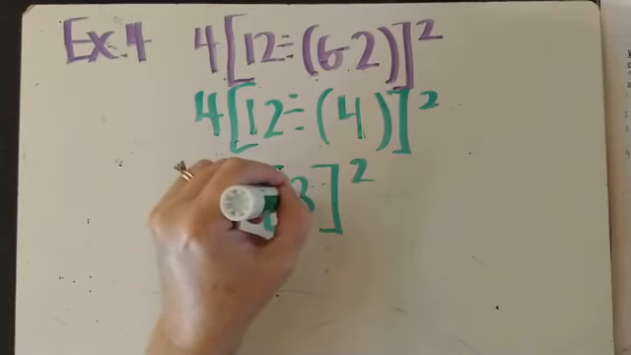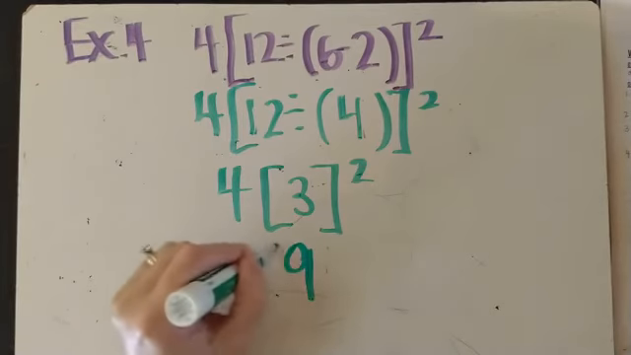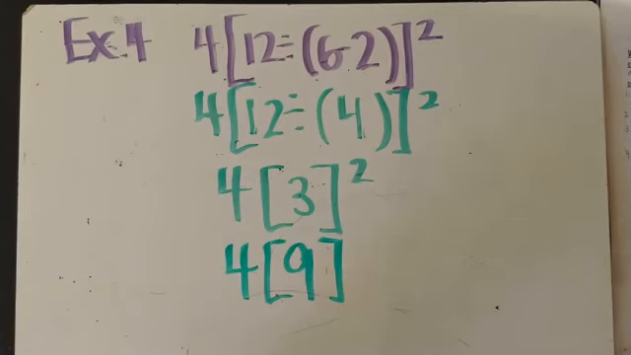So we are going to do 3 squared first, and that is 9. And now we have 4 times 9, which is 36.